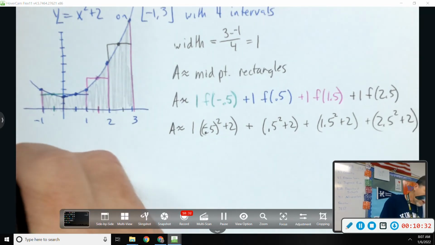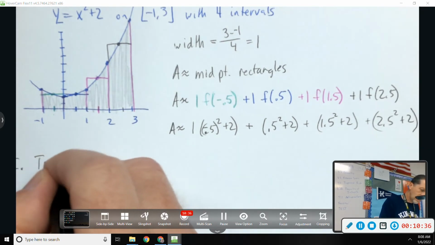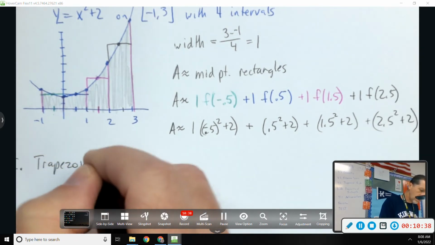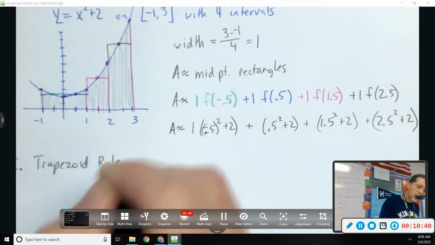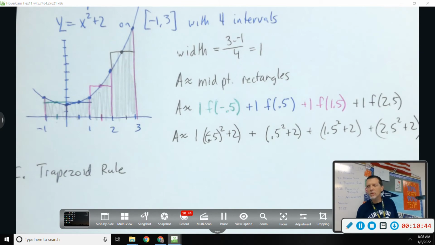One last approximation isn't a rectangle at all. It's a trapezoid. Wait, we kind of went through that fast. Any questions on the midpoint rule? I mean, once you know the left rule and the right rule, it's the same thing. You're just adding rectangles.